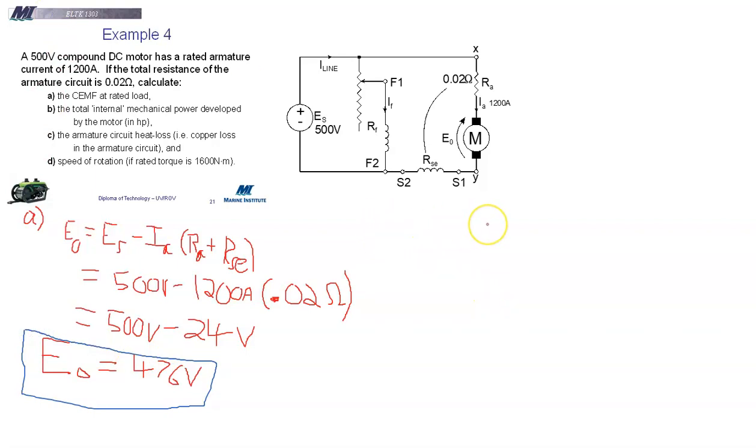Now, part B, I think I'll move up here now for part B, and PMI is equal to E0 times IA. And we got both of these values now. So 476 volts. And hopefully I can fit in my 1200 amps here.